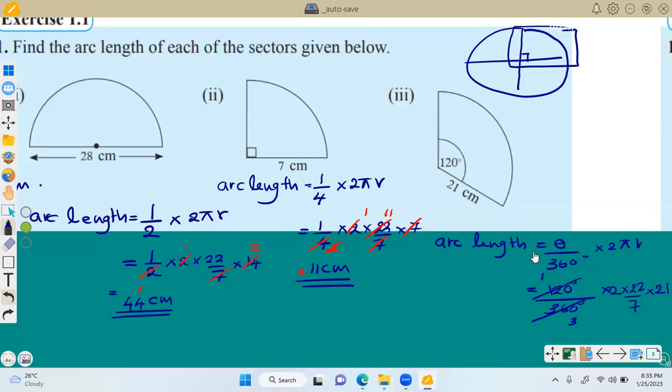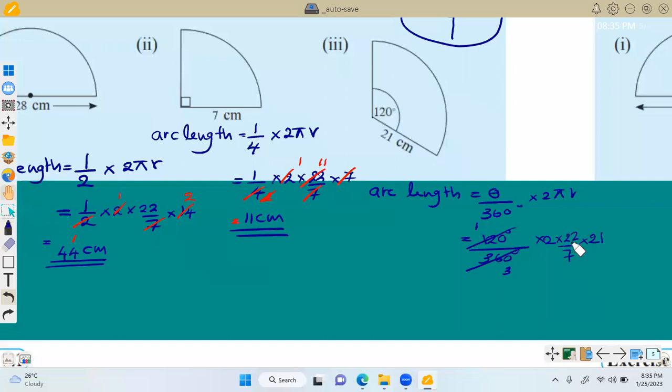Okay. Then 21 divided by 7, it is 3. Then this 3 is cancelled by 3. Then 2 into 2 into 2, it is 44 centimeters.